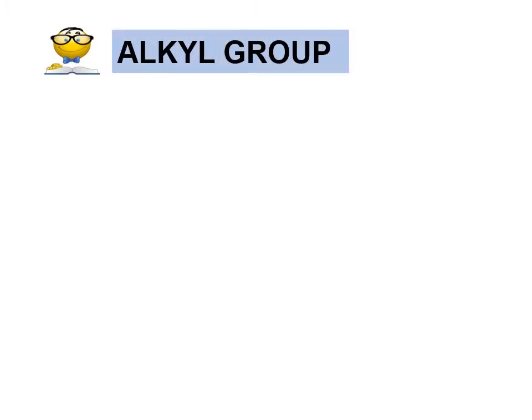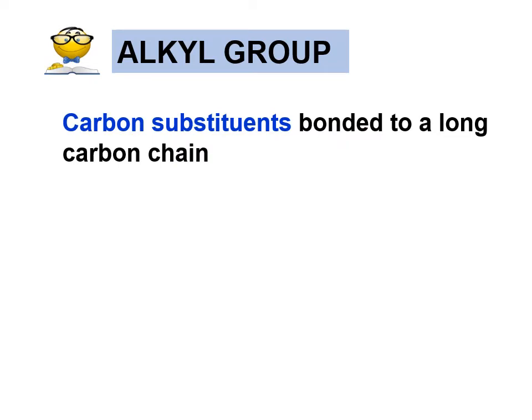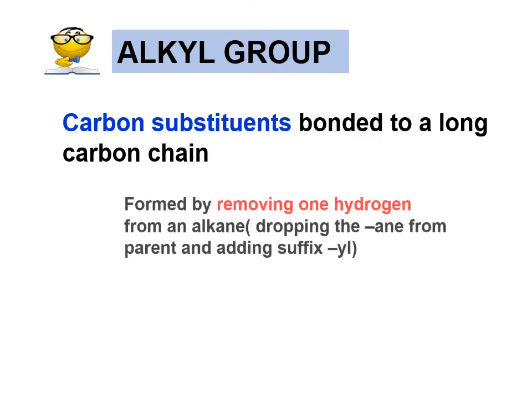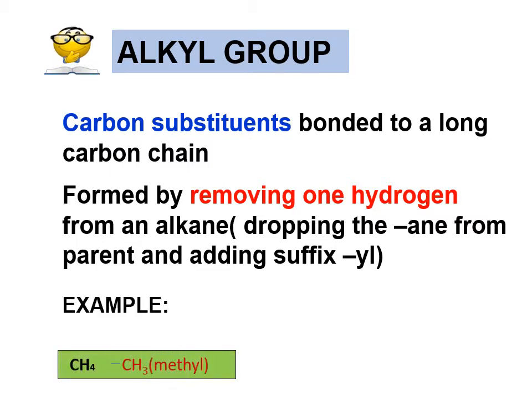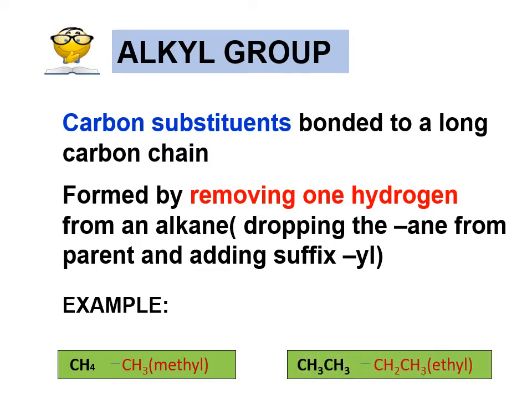Alkyl group. What is an alkyl group? An alkyl group is a carbon substituent bonded to a long carbon chain. It is formed by removing one hydrogen from an alkane, dropping the A and E from the parent, and adding the suffix YL. Example: the substituent derived from methane is methyl, and the substituent derived from ethane is ethyl.